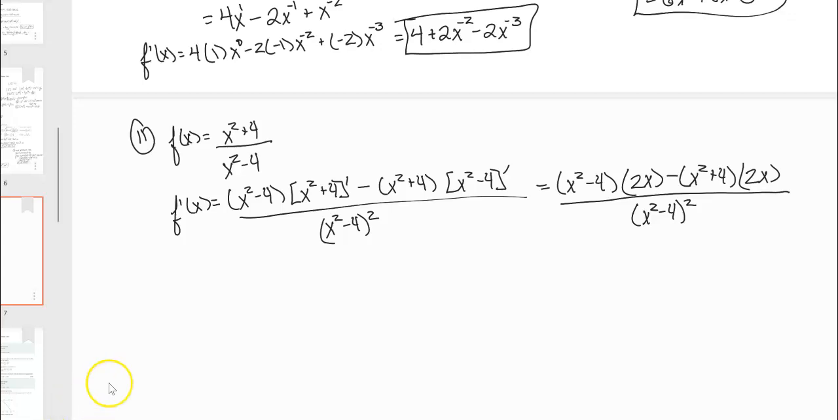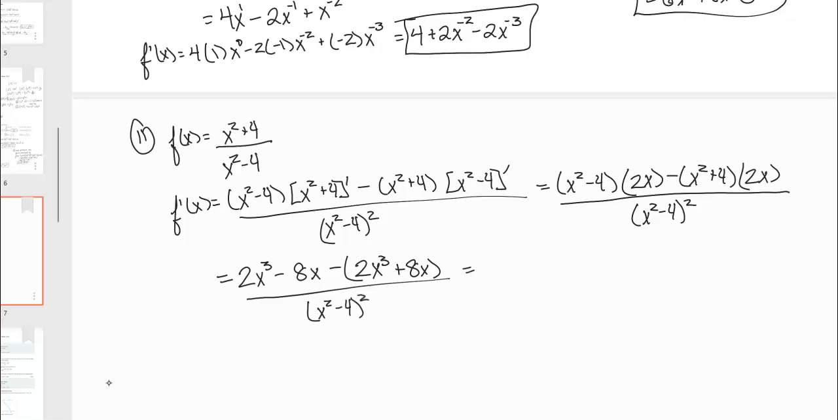So now we need to simplify. So there's a couple of ways we could do that. We could distribute in here. So we're going to have 2x cubed minus 8x. And then I'm going to distribute that 2x here. 2x cubed plus 8x over x squared minus 4 quantity squared. And you can see how these are going to cancel. I'm going to have negative 8x minus 8x, which is a minus 16x over x squared minus 4 quantity squared.